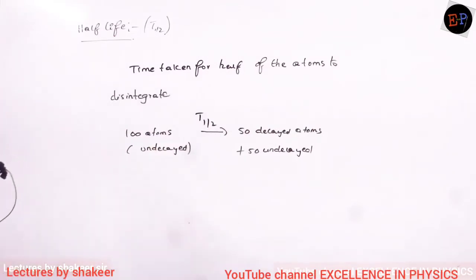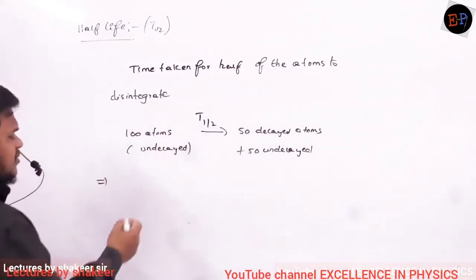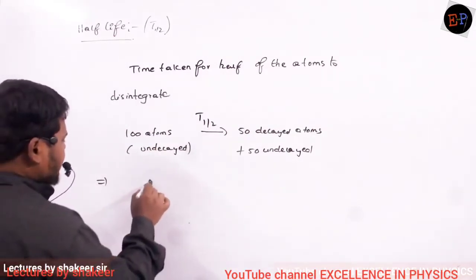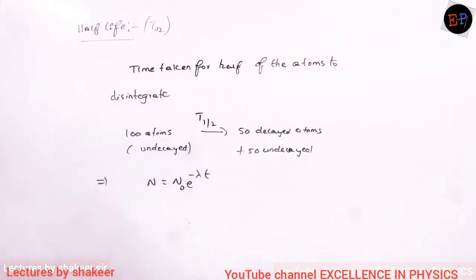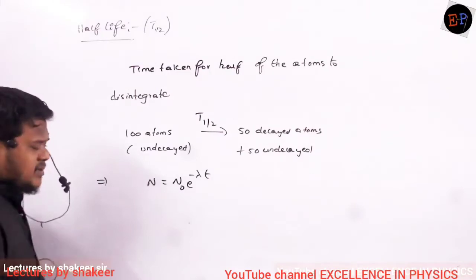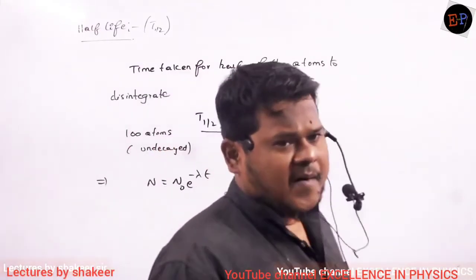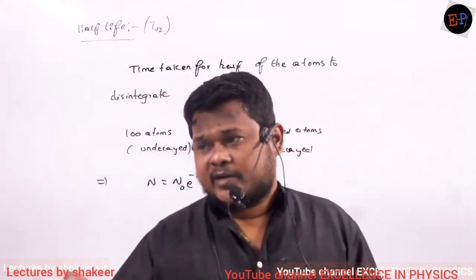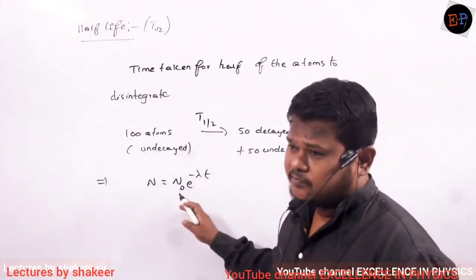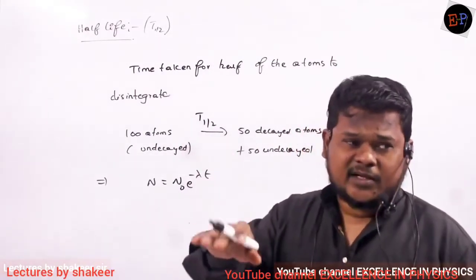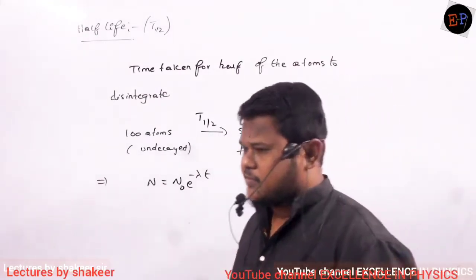So mathematically, let us see how we can calculate this. Already we have written the equation of radioactive decay yesterday: N is equal to N naught e power minus lambda t. Yesterday we derived this. What is meant by N here? N means number of atoms which are undecayed. N naught is the initial number of undecayed atoms when we started observation. That is the relation between N and N naught.